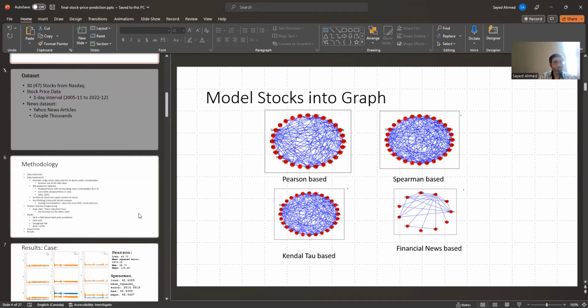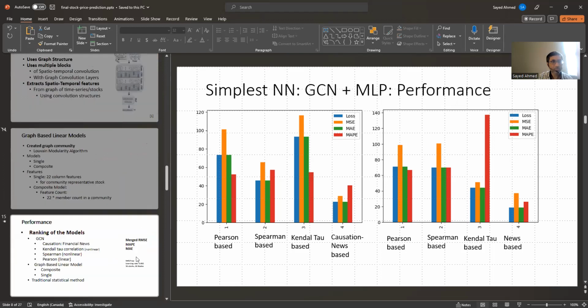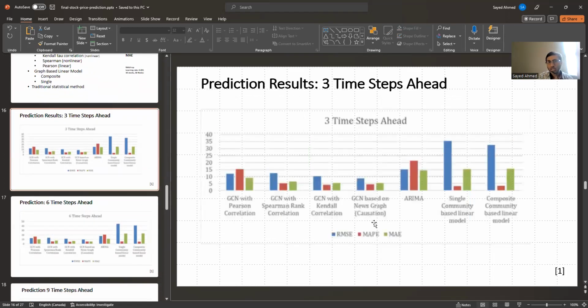So this is the one, and what is the performance that I got, right? This is the latest performance that I received. This is the price prediction for Pearson, Spearman, Kendall, and News. But you can see the news-based performed the best, right? News-based prediction was more accurate than the others. And if you look at the research paper, yes, they also found the same. Financial news-based prediction performed the best, right?